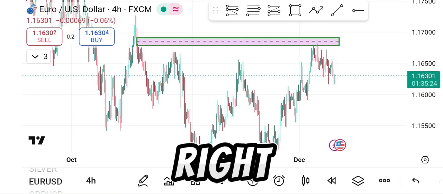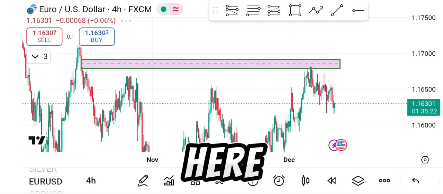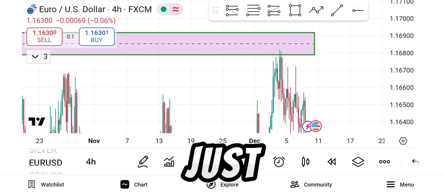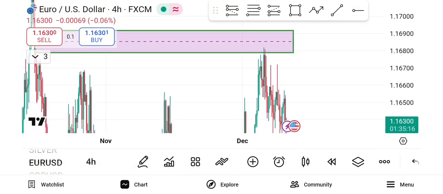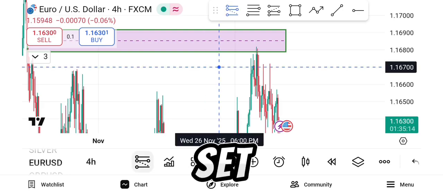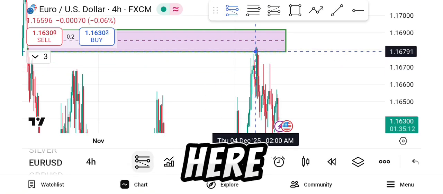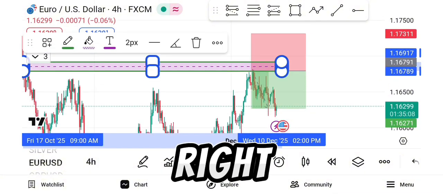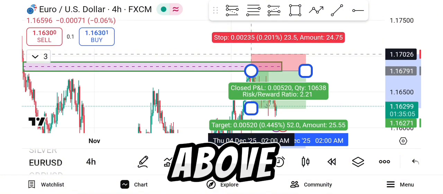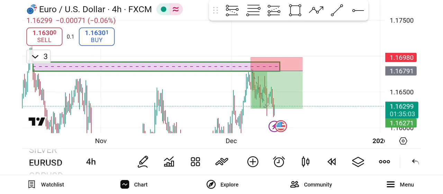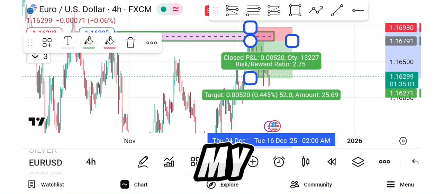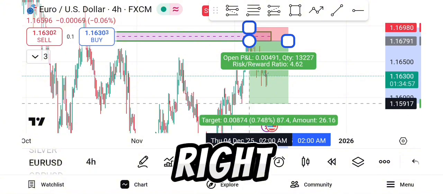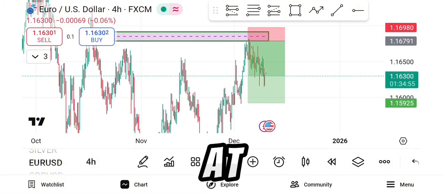And as you can see right here, price tapped into my fair value gap. That was all I needed, just that tap. And I set my entry right here, where I entered, with the stop loss right above the fair value gap, and I targeted here, right here. And you see right now I'm almost at TP safe.